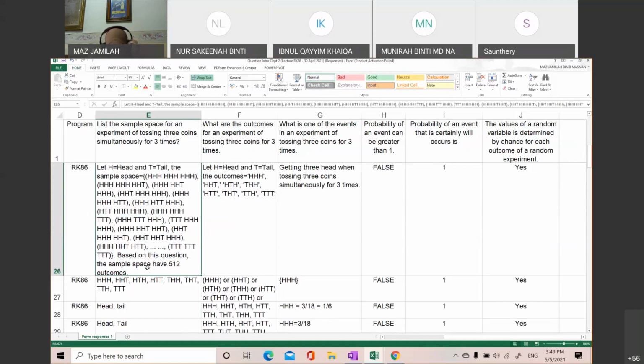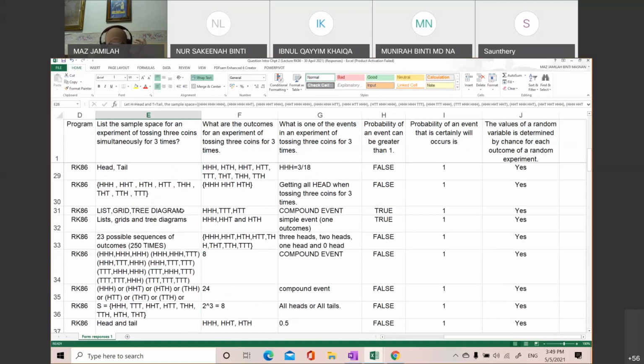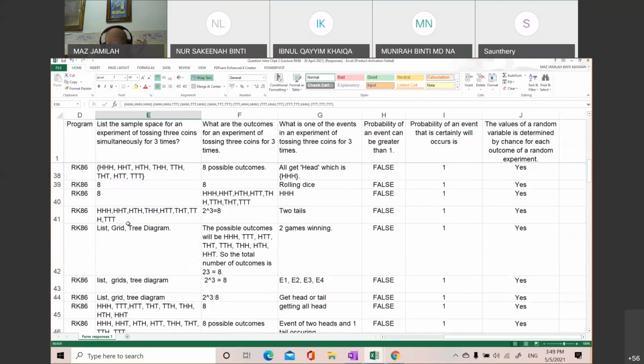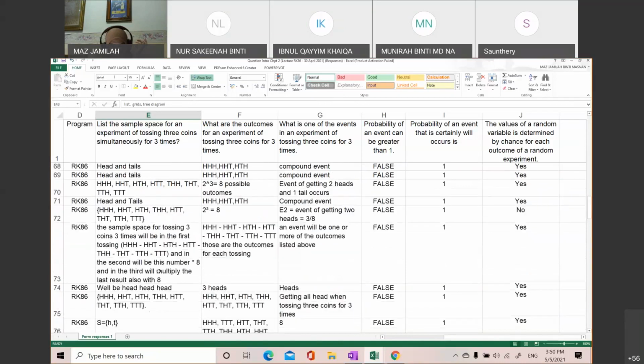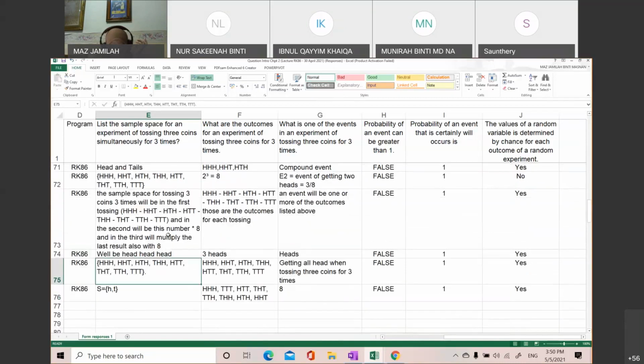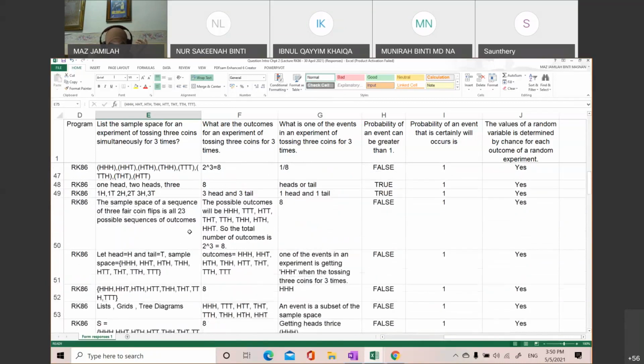Based on this question, the sample space has 512 outcomes. 512 is too much. Wrong. Could be correct. Wrong. Could be correct. Wrong. So if you look through, there will be varieties of answers. This one is definitely wrong. This one could be correct. For those who came up with a potential sample space, it depends. Now, which one is actually correct?